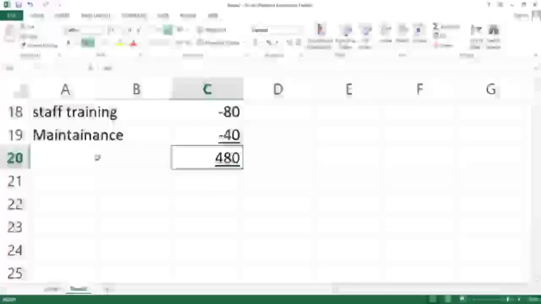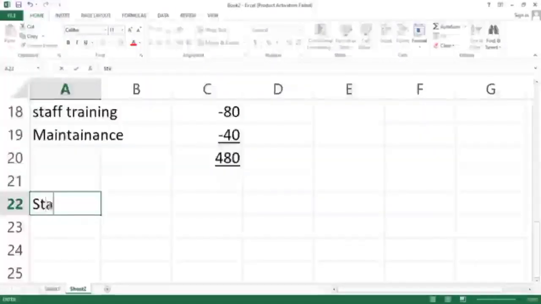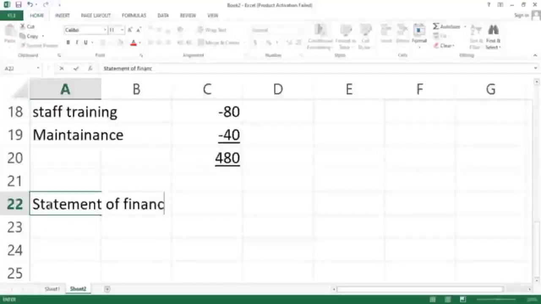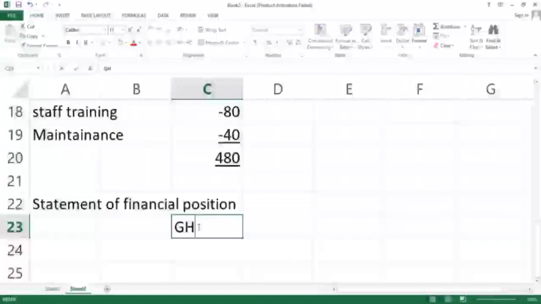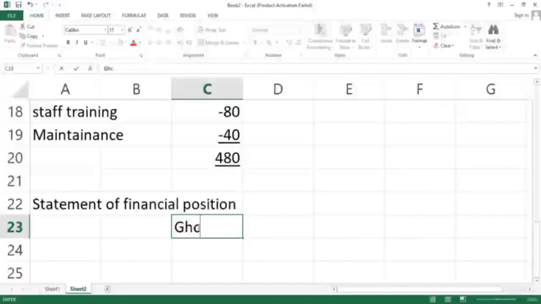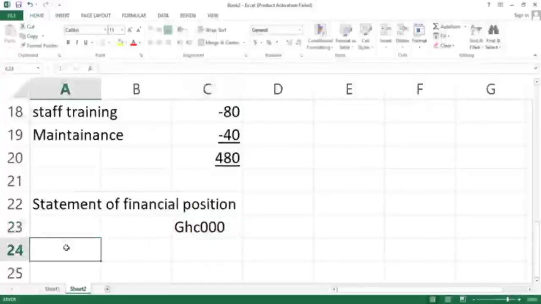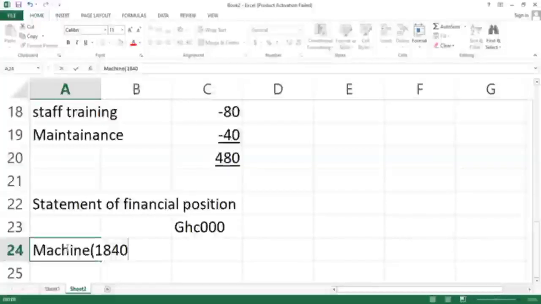Let's count to statement of financial position. Statement of financial position extracts. So let's put a currency sign here. What are you going to have? So what will be the first asset that will come here is the machine itself, isn't it? Yes. So the machine. What is the initial cost? 1840, isn't it? Yes. 1840. That was the initial cost.